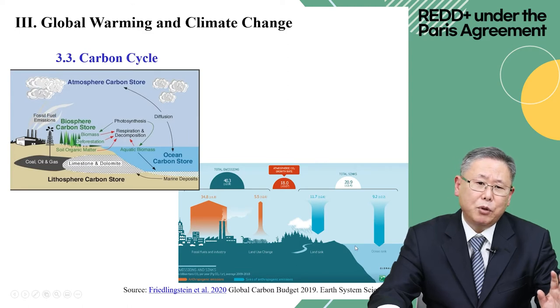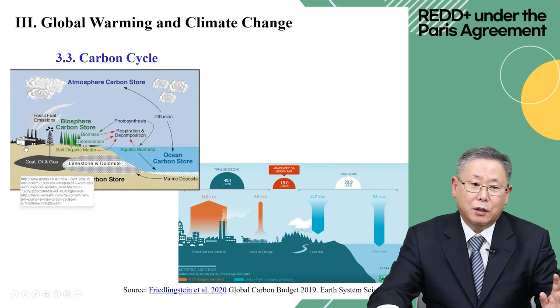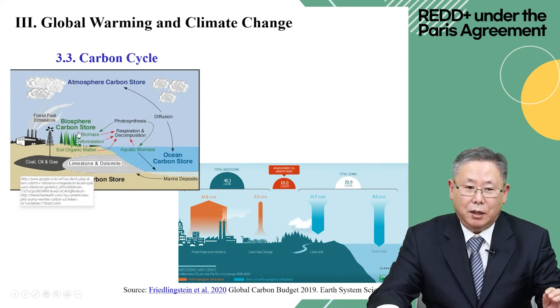So let's look at the carbon cycle. You see fossil fuel emissions, coal and gasoline, we produce or emit CO2 into the sky. See, coal, oil, and natural gas come from the underground, and the biosphere can capture and store carbon.